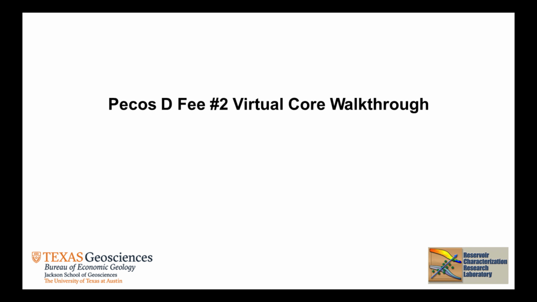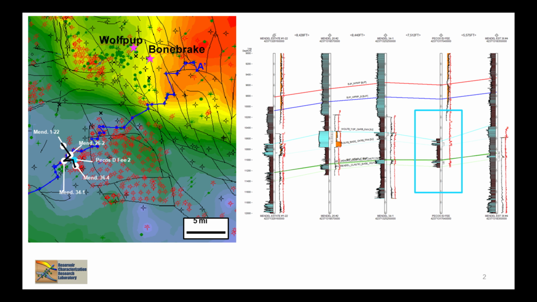So our next core walkthrough will be through the Pecos D Fee 2. This core has two intervals, one down in the siliciclastic dominated interval and one up into the carbonate dominated interval. The Pecos D Fee is in the middle of that little cluster of wells we are looking at in this study. It's the core highlighted by the blue box on that core cross section.